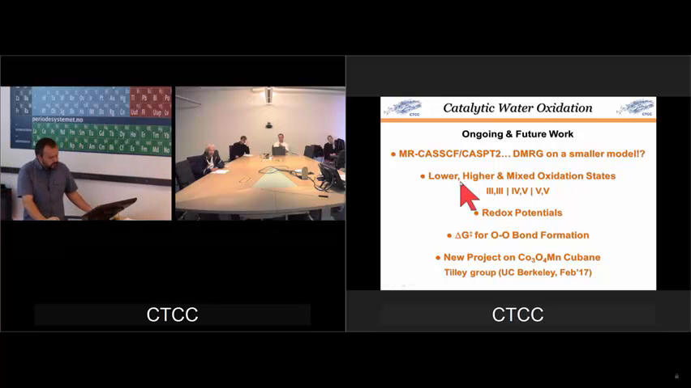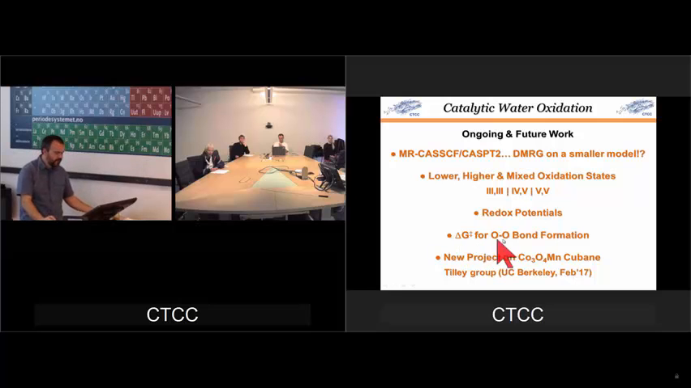More things we want to do are to explore lower, higher, and mixed oxidation states. Everything you've seen is for the 4-4 oxidation state complex, but we want to explore 3-3, 4-5, and 5-5. We've actually already got some experimental results there, and we started the calculations. The nice thing about mapping all these possible oxidation states is that you can then derive redox potentials that can also be compared with experiments and get insight from the calculations.